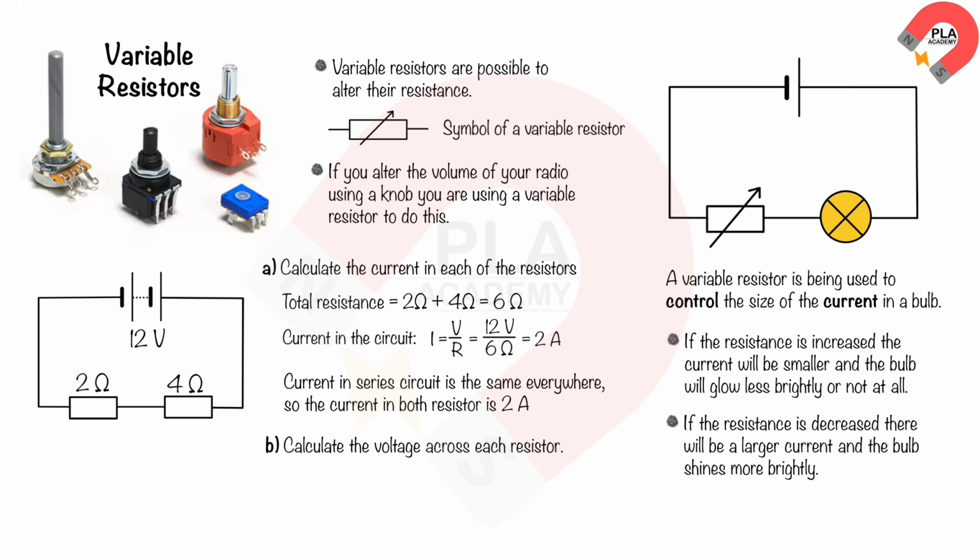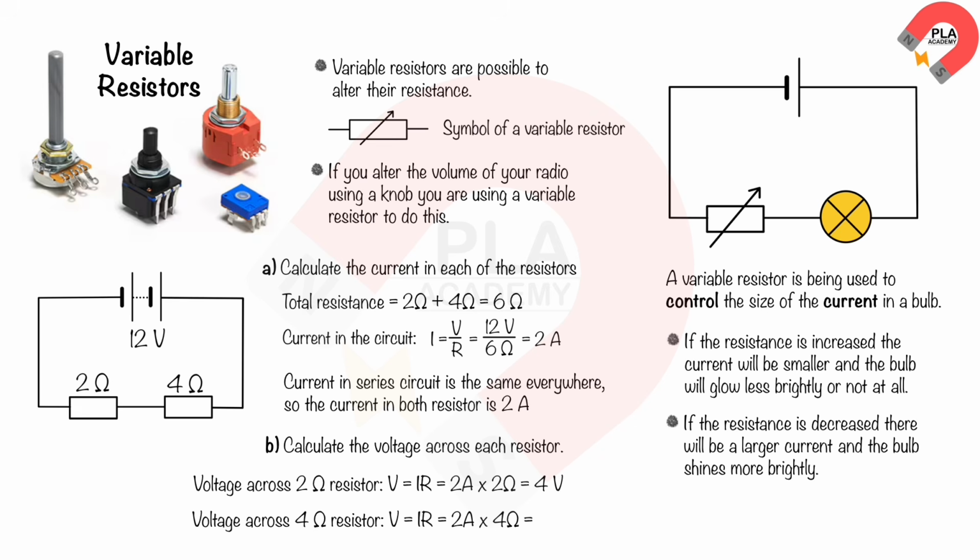Calculate the voltage across each resistor. The voltage across 2 ohms resistor is V equals I R, equals 2 amperes times 2 ohms, it is equal to 4 volts. The voltage across 4 ohms resistor is V equals I R, equals 2 amperes times 4 ohms, it is equal to 8 volts.